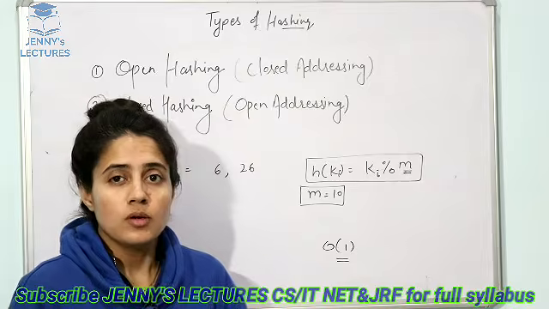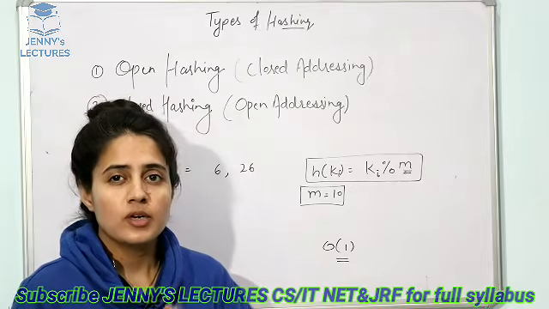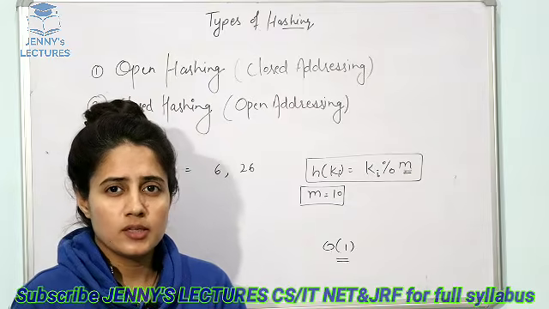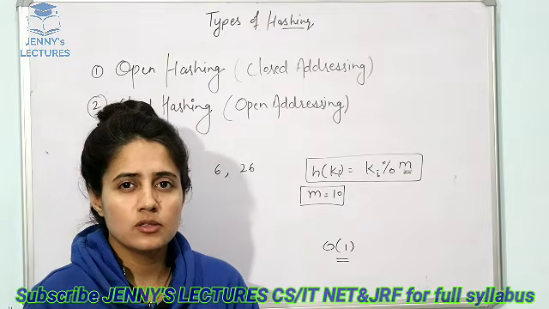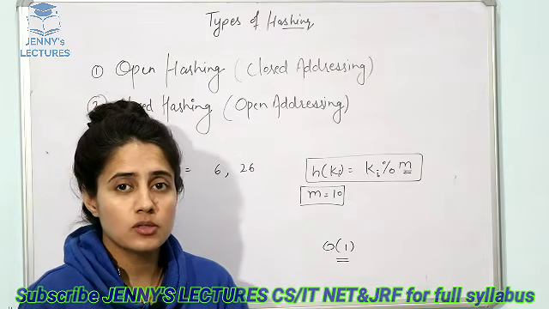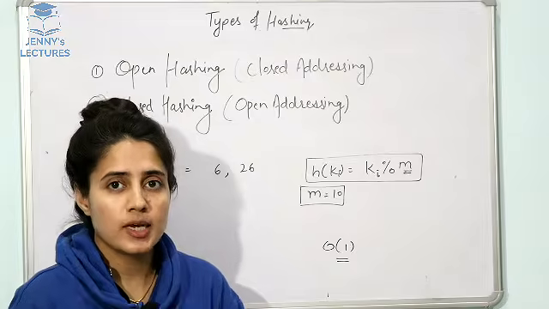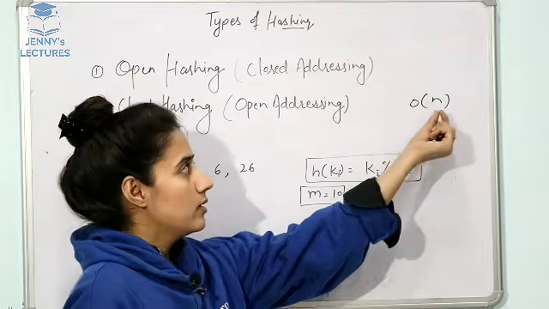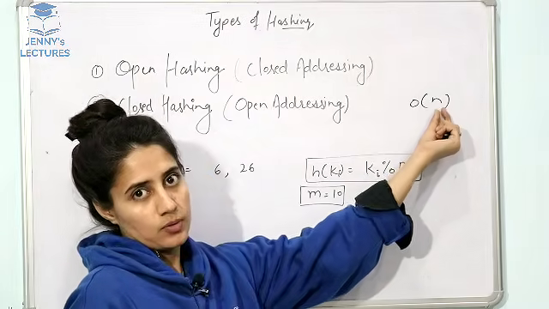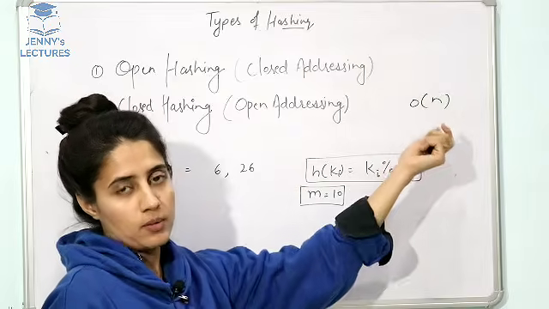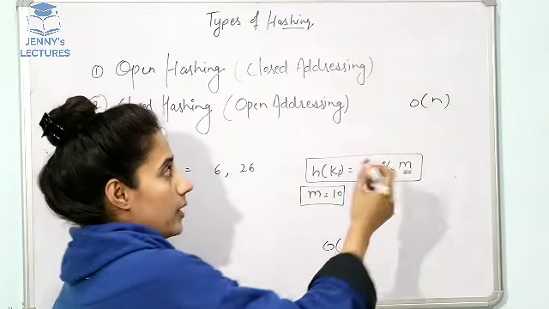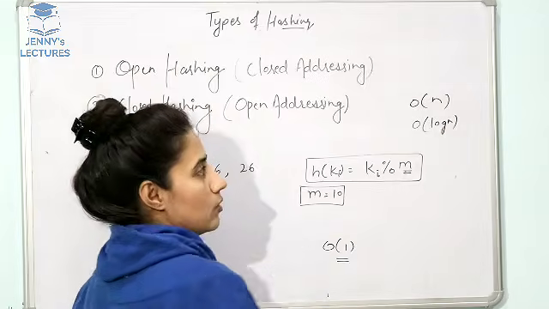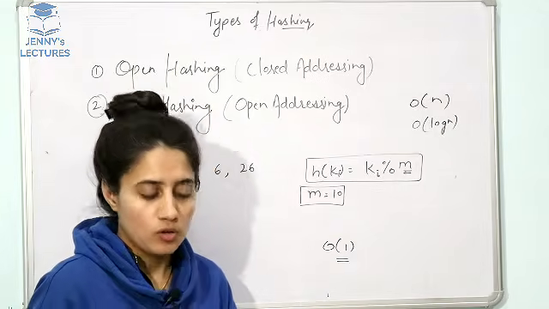Okay, so for searching or retrieving data, I guess you all know two types of searching technique. One is linear search and one is binary search. In linear search, in the worst case, the time taken is order of n. N is the number of keys stored in that array or some data structure. And in binary search, the time taken is order of log n.